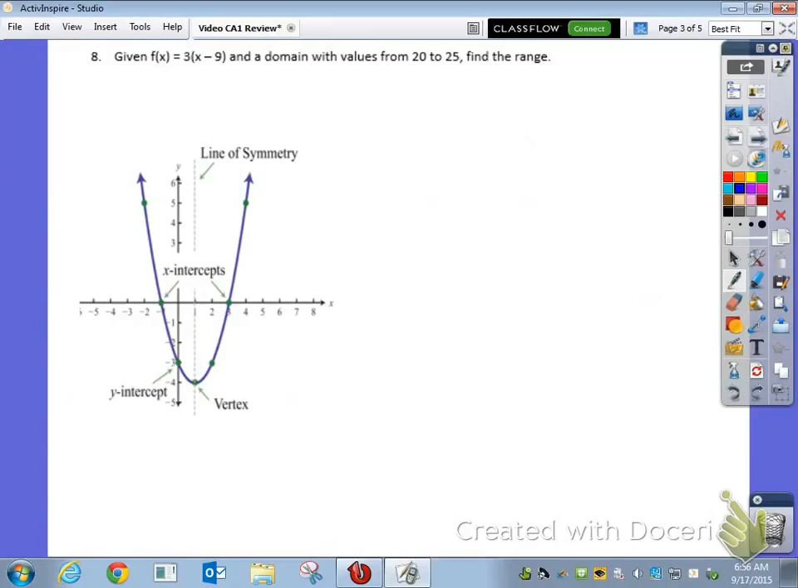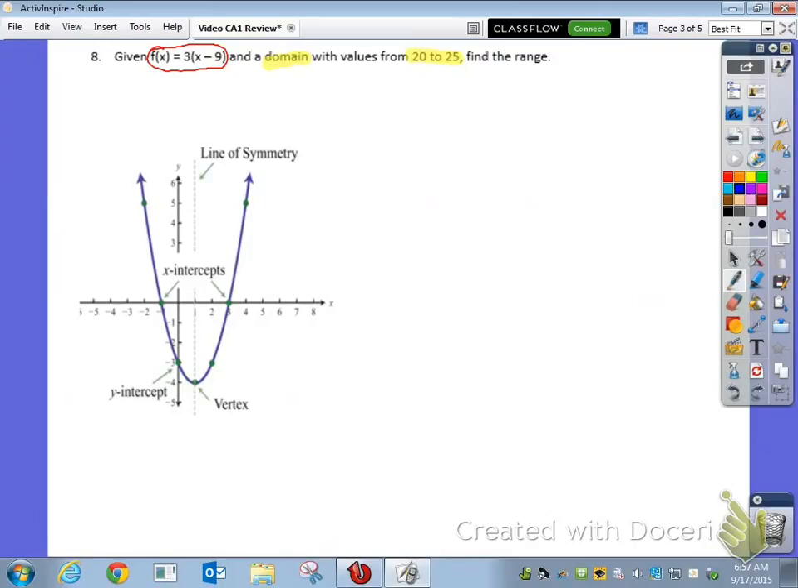Number 8, it gives you another equation and it wants you to find the range. But look what it gives you. Okay, it gives you an equation. Anytime you see an equation, I want you to circle that equation. And look what else it gives you. It says the domain with values from 20 to 25.